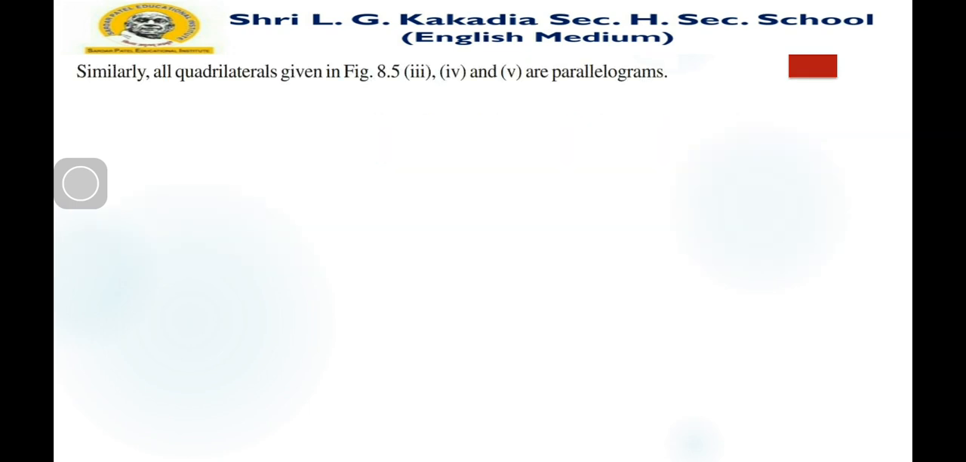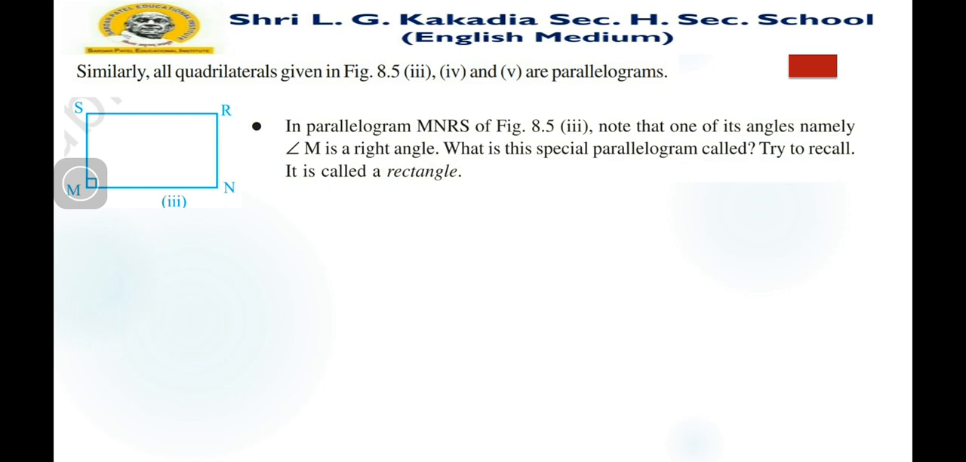Similarly, all quadrilaterals given in figure 8.53, 4 and 5 are parallelograms. Let us discuss figure 3 here, as you can see in the figure. In parallelogram MNRS of figure 8.53, note that one of its angles, namely angle M, is a right angle. What is this special parallelogram called? Try to recall. It is called a rectangle. If in a parallelogram one angle is 90 degrees, or a right angle, then it is known as a rectangle.